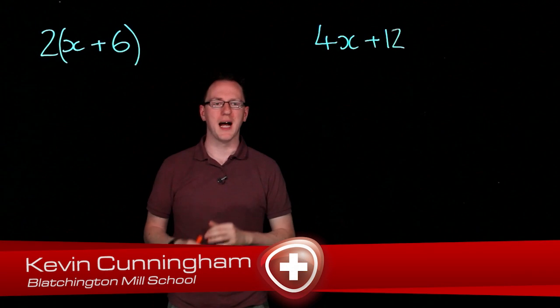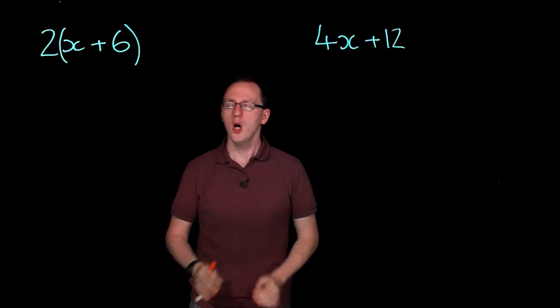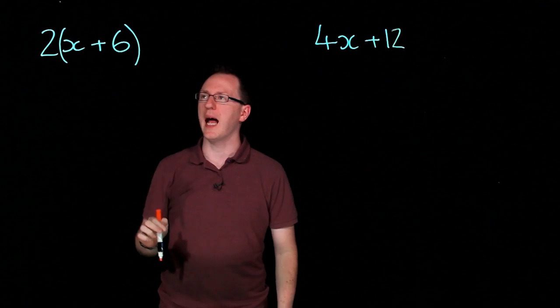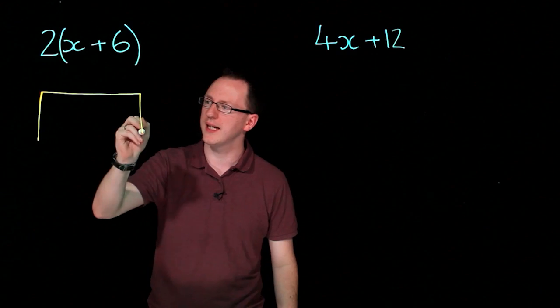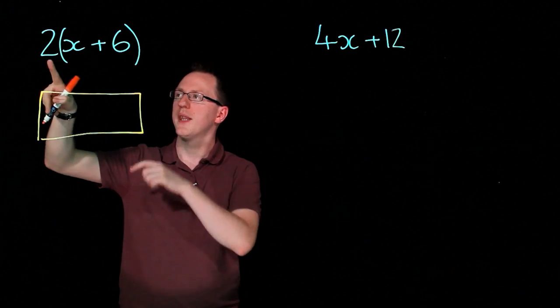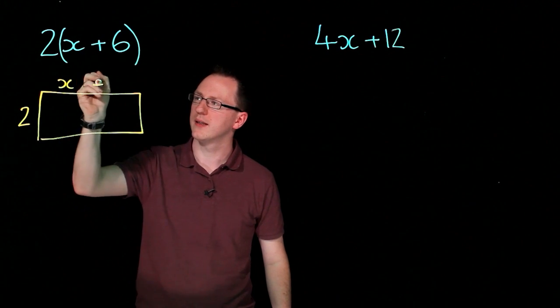Okay, so we're going to think about expanding brackets and the opposite process of that, which is called factorising. We've already seen a bracket like this, and to expand it, I'm going to use our box method, where we visualise this as being a rectangle with side length 2 and other side length x plus 6.